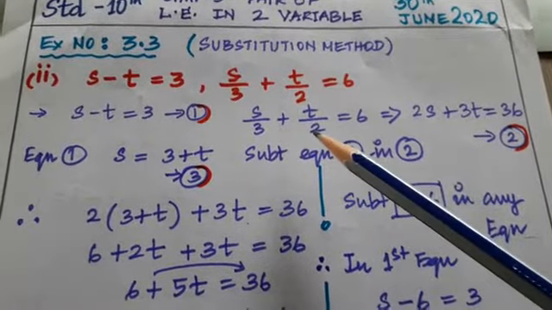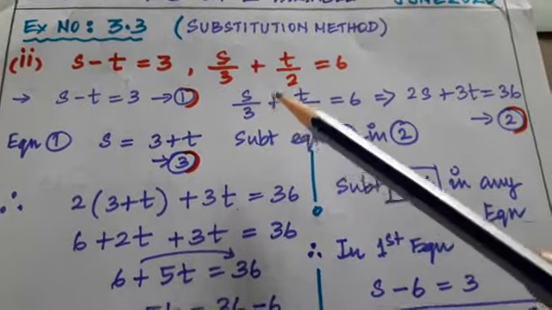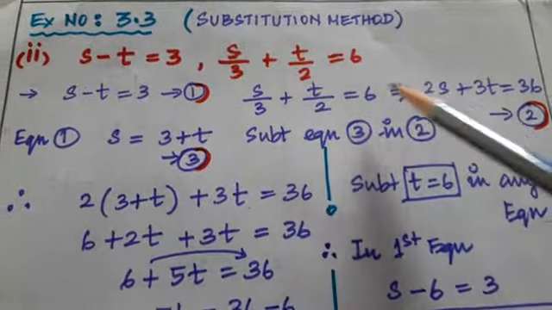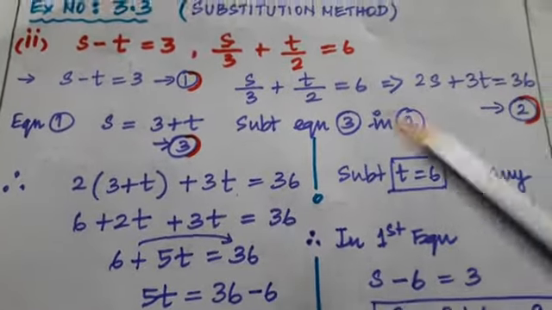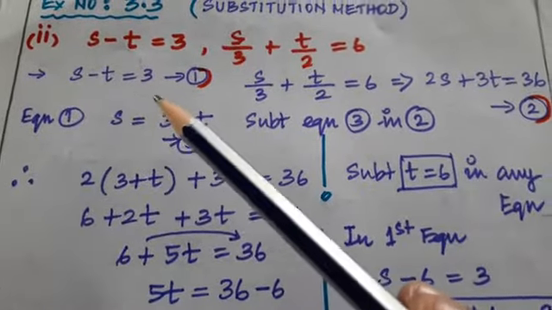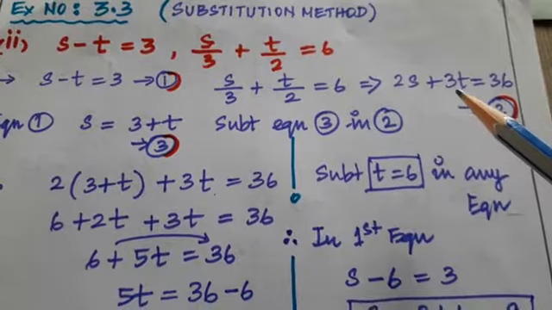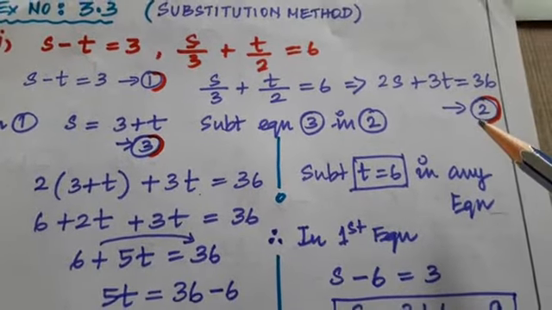Take the LCM of 3 and 2, 6 will be the LCM. So we have to multiply s by 2 and t by 3. And when you cross multiply 6, it will become 36 here. So your first equation will become s minus t equal to 3. Second equation becomes 2s plus 3t equal to 36. That is the second equation.